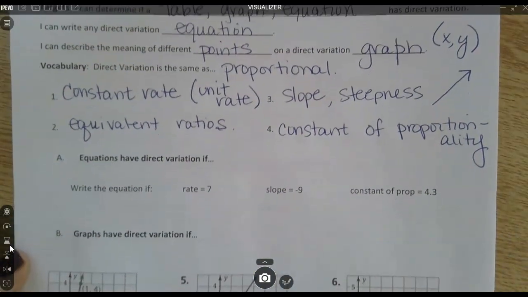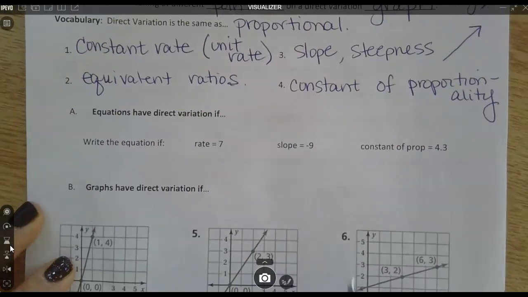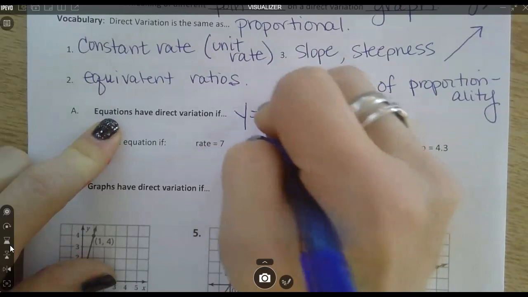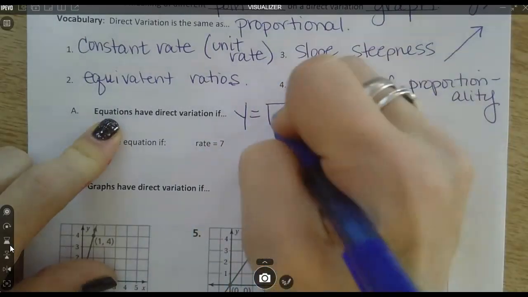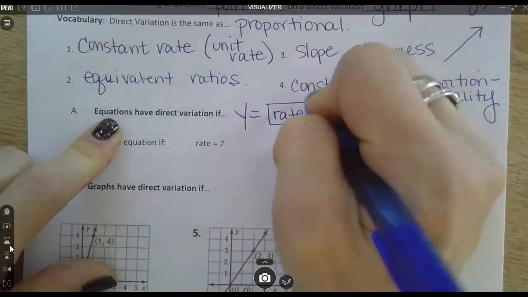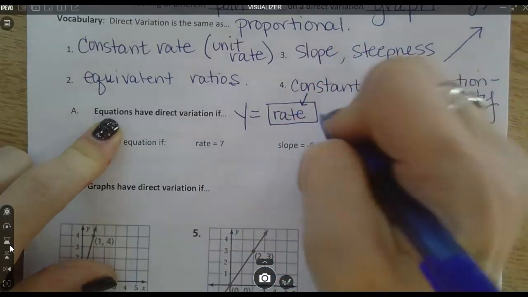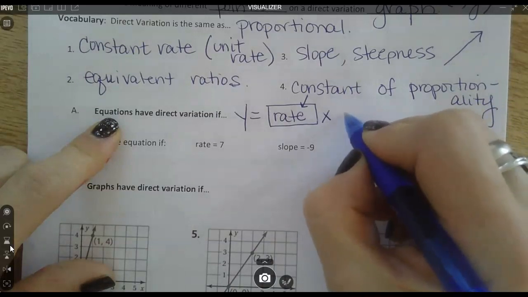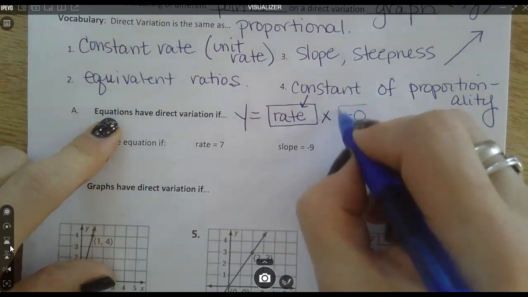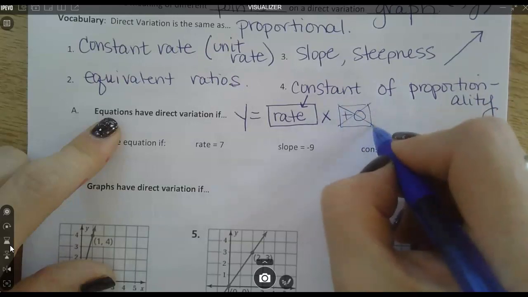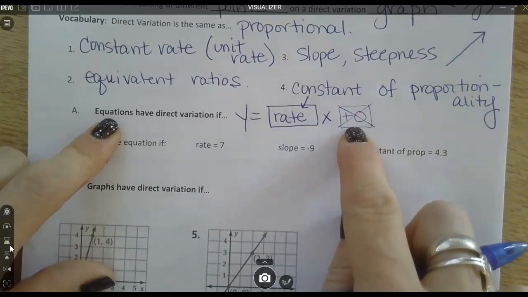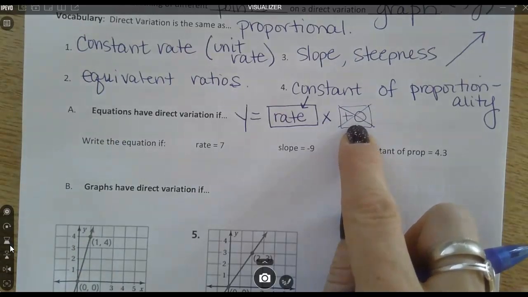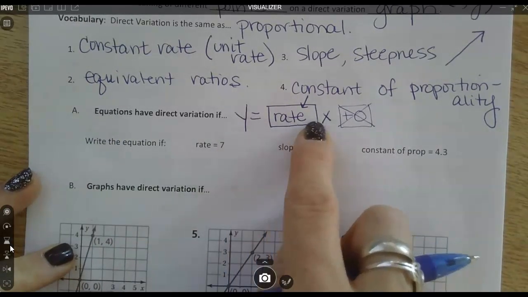So let's go through and look at how do we tell if we have direct variation in an equation. Well, your equations for direct variation are always going to be just y equals that rate or that constant of proportionality times x. Okay, the starting value is 0, so we're not even going to write this. That's not going to show up. There's not going to be any adding or subtracting. No starting value here because it's got to be 0. So we're just looking for y equals the rate times x.